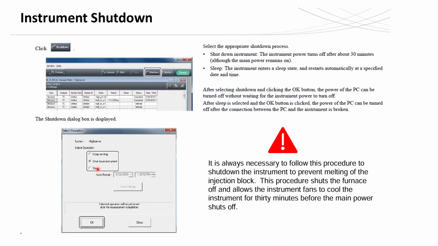Once you click on shutdown instrument and click on OK, then the power of the PC can be turned off without waiting for the instrument power to turn off. It is always recommended to follow this procedure to shut down your instrument, otherwise it will prevent melting of the injection block. This procedure shuts the furnace off and allows the instrument fans to cool the instrument for 30 minutes before the main power shuts off, right? So once you do this process, it will take 30 minutes to shut down your instrument. If you turn off your instrument directly from the power, then it will have an impact on instrument performance, right?